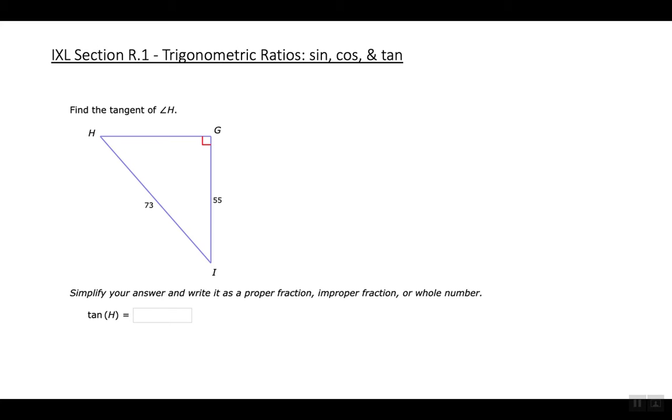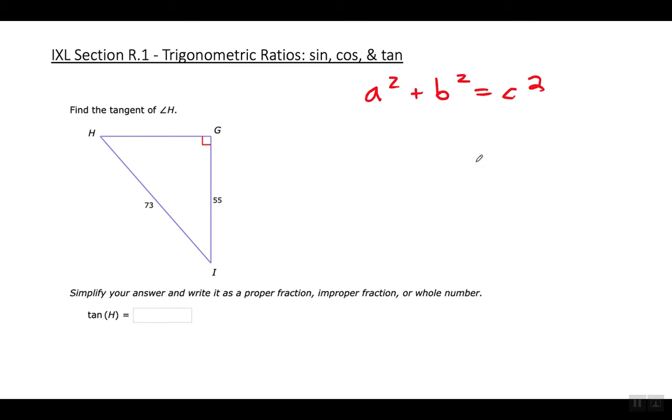Our first example here is pretty basic, but I'm going to do it just to go over something that I'm going to be doing in almost every problem. I'm going to be using the Pythagorean theorem in pretty much every problem to first find the missing side before I can answer the question. As we all know, it's a squared plus b squared equals c squared.